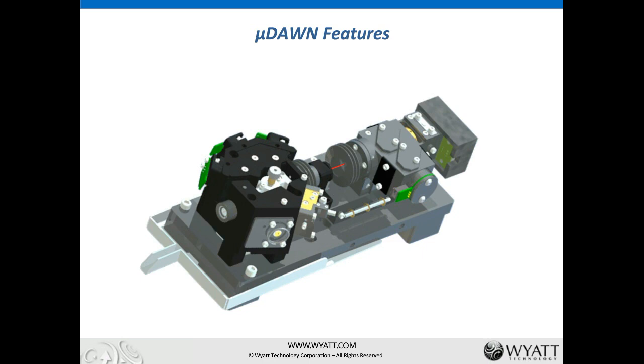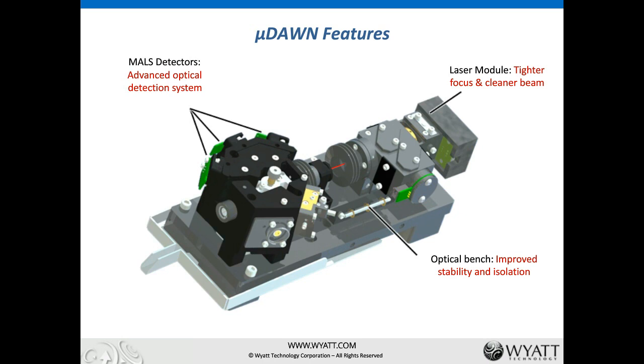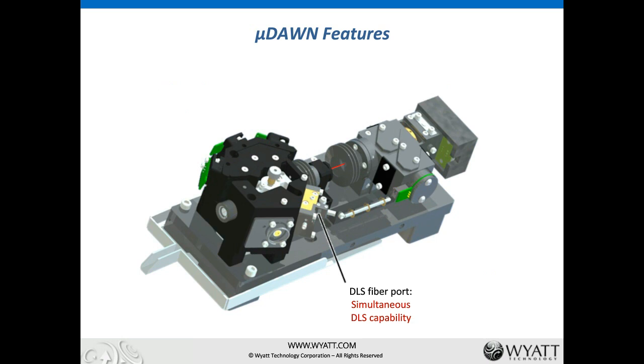Our R&D scientists and engineers spent the next 2 years developing a new detector called microDAWN. It has a flow cell with 10 times reduction in the flow cell volume and 20 times reduction in the broadening. It also has a new laser module and optical bench as well as MALS detector to minimize the stray light and maximize the sensitivity. It also supports dynamic light scattering for simultaneous RH measurement.